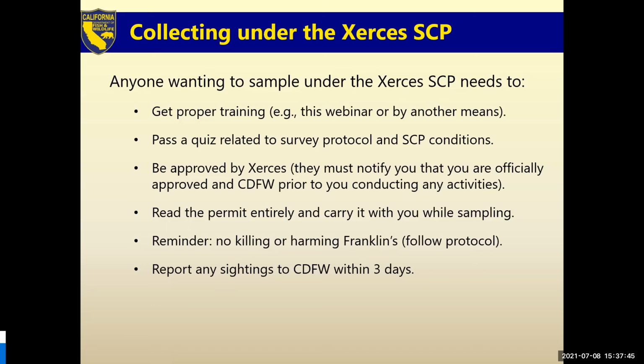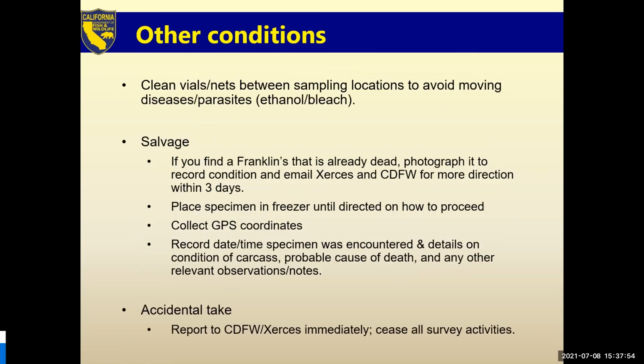You can also report that to Xerces, and they can report it to us since they are the lead on the permit. There's a few other things that are in the scientific collection permit that you would need to do. Somebody had asked in the question and answer, how do we prevent disease? Well, one thing you can do is you can clean your nets or your vials in between when you go to different sampling locations so that you're not transmitting diseases from one place to another. Something that we also recommend is just to spray your shoes with ethanol. That isn't necessarily for bumblebees, but there's rabbit hemorrhagic disease, sudden oak death, right? So that's just good protocol.